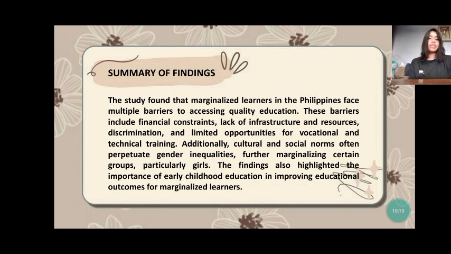Next is a summary of findings. The study found that marginalized learners in the Philippines face multiple barriers to accessing quality education. These barriers include financial constraints, lack of infrastructure and resources, discrimination, and limited opportunities for vocational and technical training. Additionally, cultural and social norms often perpetuate gender inequalities, further marginalizing certain groups, particularly girls. The findings also highlighted the importance of early childhood education in improving educational outcomes for marginalized learners.